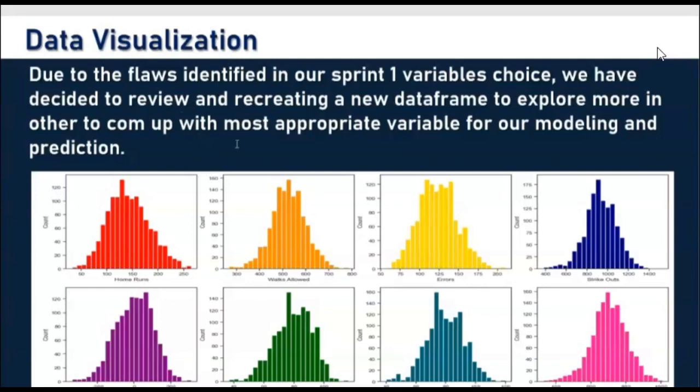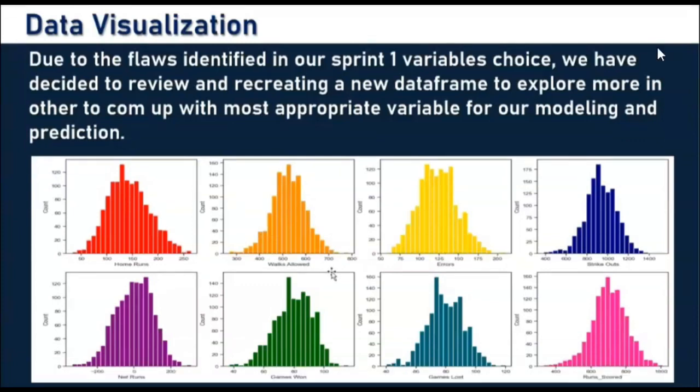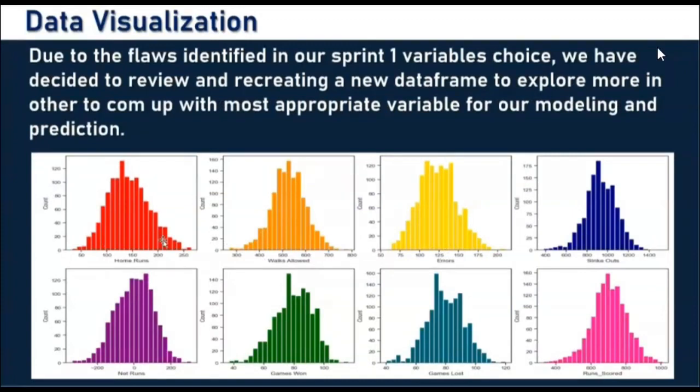Like I said, due to the flaws identified in our sprint 1 variable choice, we decided to review and recreate a new data frame to explore more in order to come up with the most appropriate variables for our modeling and prediction. If you go through this histogram, you can see that they fairly have a normal distribution, and they barely have some little outliers, which represent the errors. So this is already an insight from a pictorial view of our predictions and how they are related to each other.